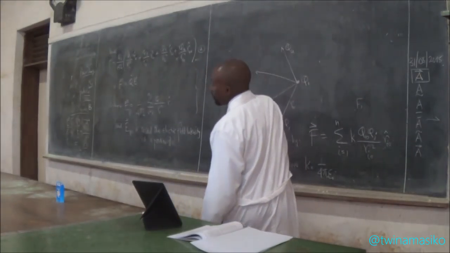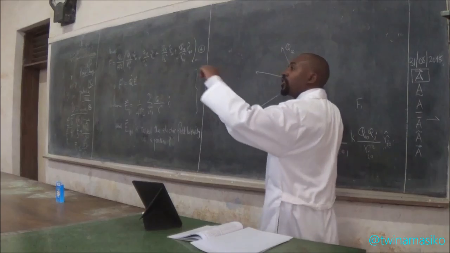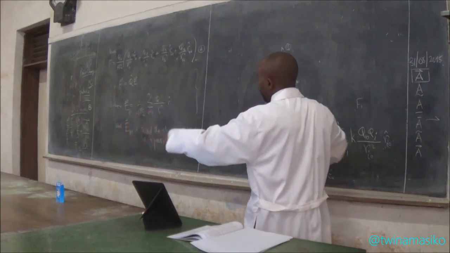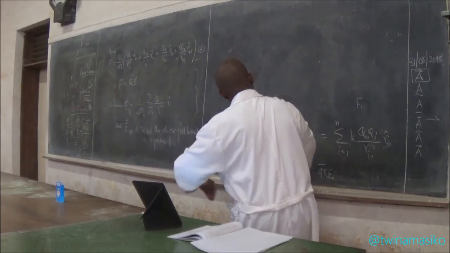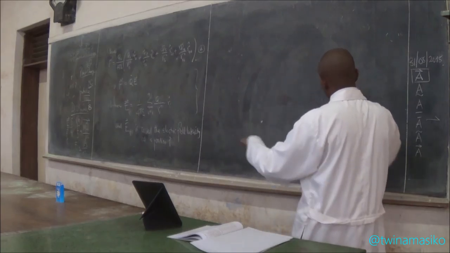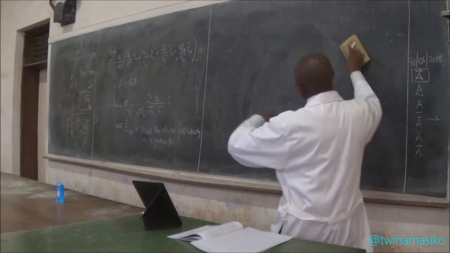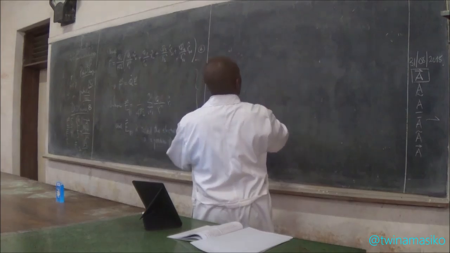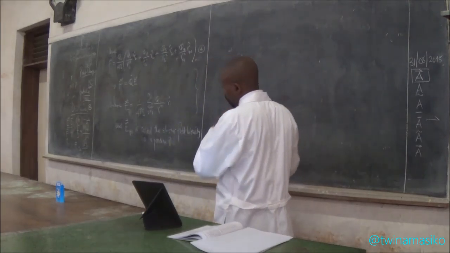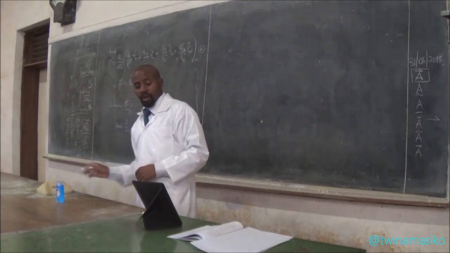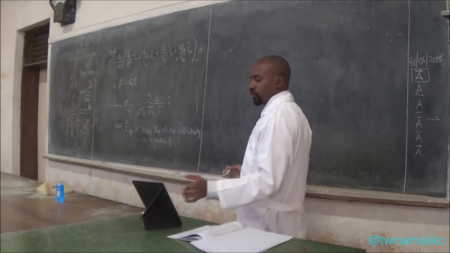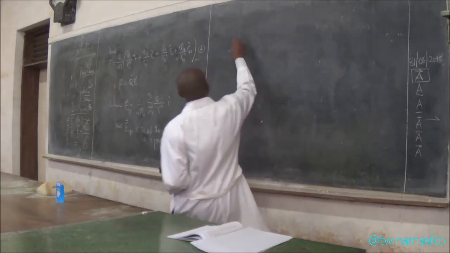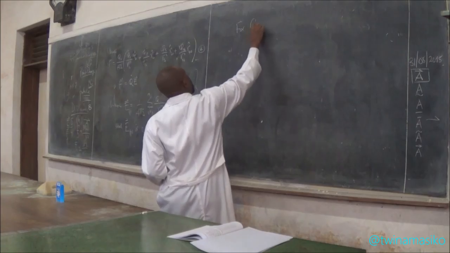How about if we have a charge sprinkled on a given line, or along a surface, or over a given volume? So we talk of a continuous distribution of charge.